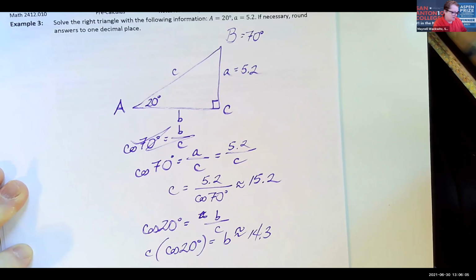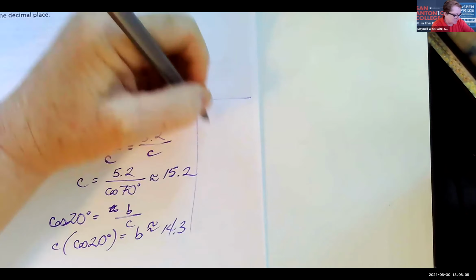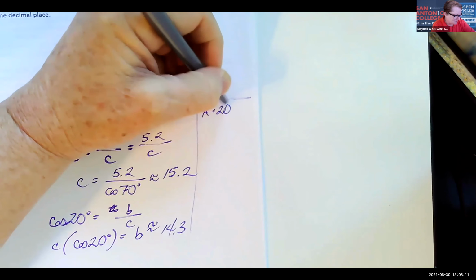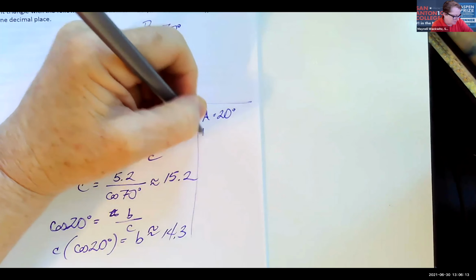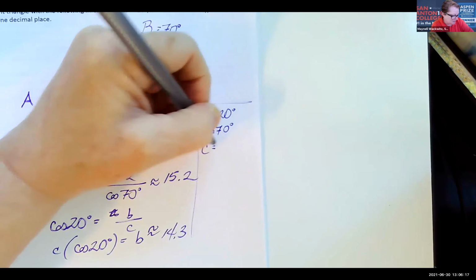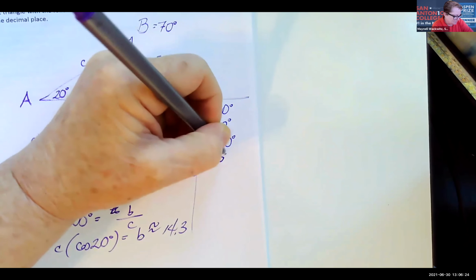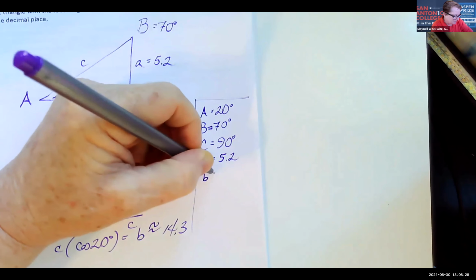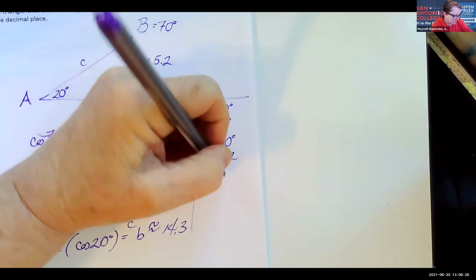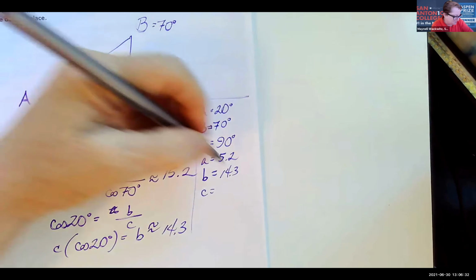But I do want to check our answer. So we know that angle A was 20 degrees, angle B was 70 degrees, and C is 90 degrees. Little a was 5.2, little b was 14.3, and little c was 15.2.